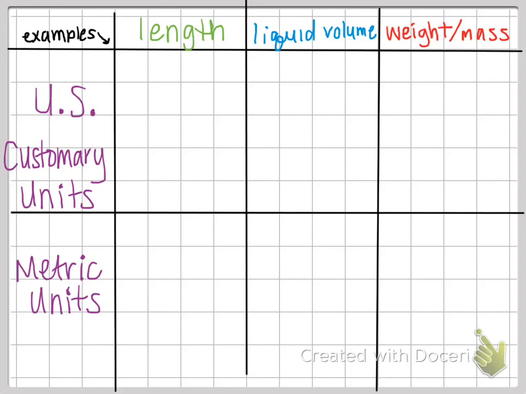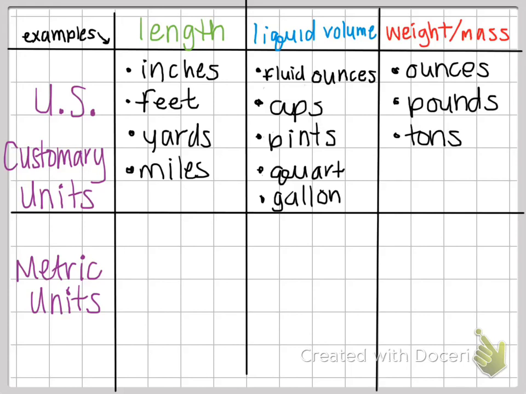Please copy down this chart. I'm going to be providing you with some examples of the different types of units that are involved in measuring liquid, length, and weight and mass, both in U.S. customary units and metric units, so that way we know what units we're working with for this chapter. So here are some examples of the different types of units that we use when we're referring to length, liquid volume, weight, and mass for U.S. units.